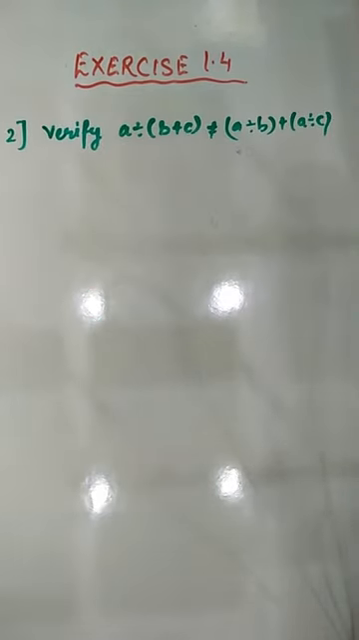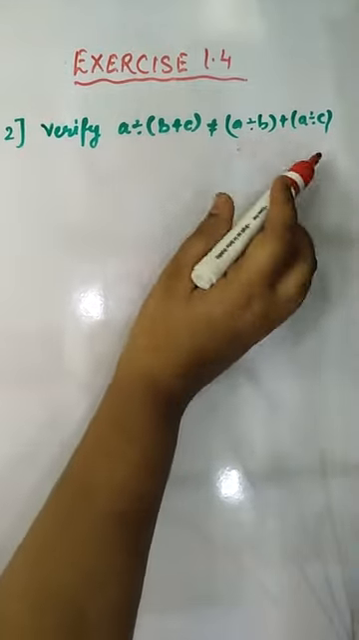So in question number 5 it is saying to verify that a divided by b plus c is not equal to a divided by b plus a divided by c. So this is the distributive property, distributivity of division over addition, which is not satisfied in the case of integers. So you need to show that this is not equal to this one.